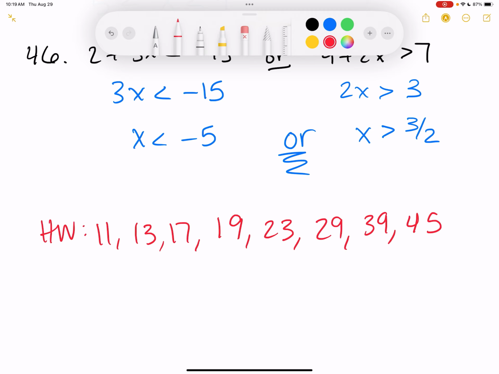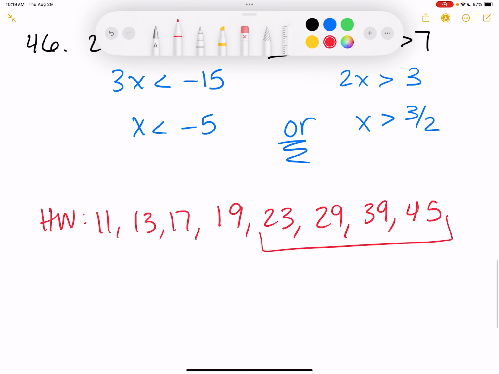For all of these ones at the end, you just need to solve, not graph.